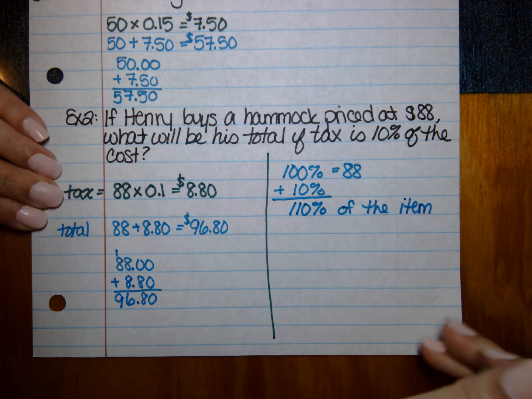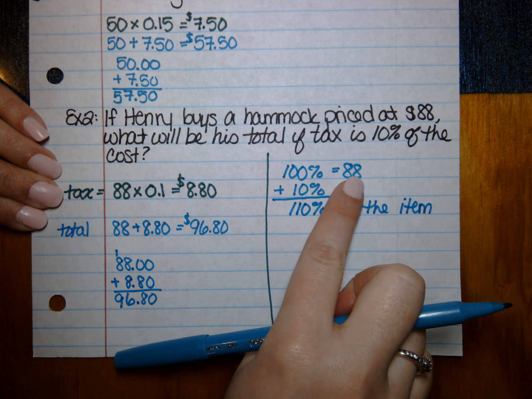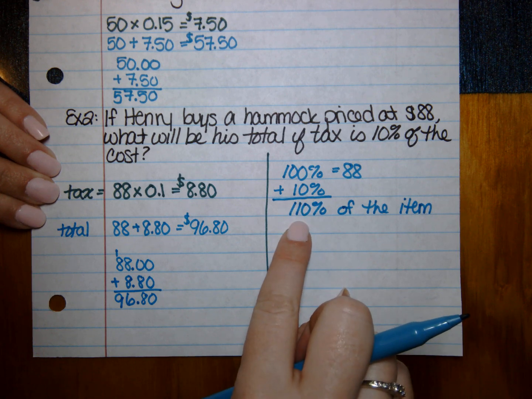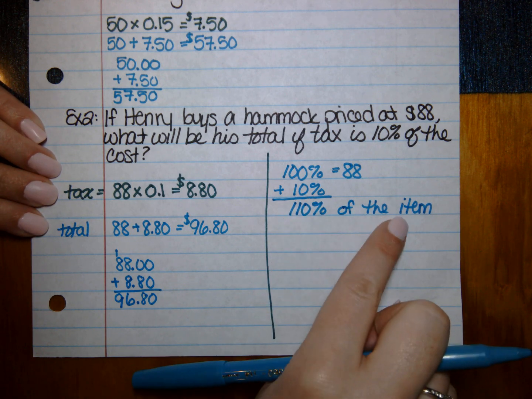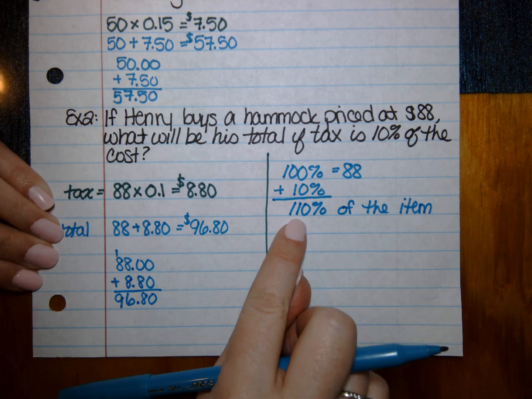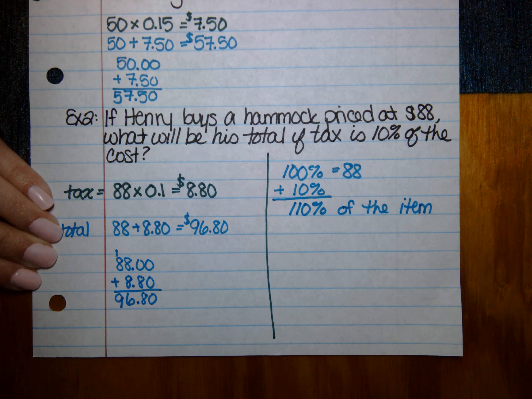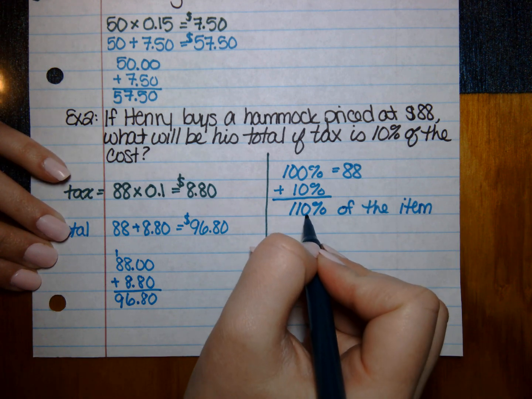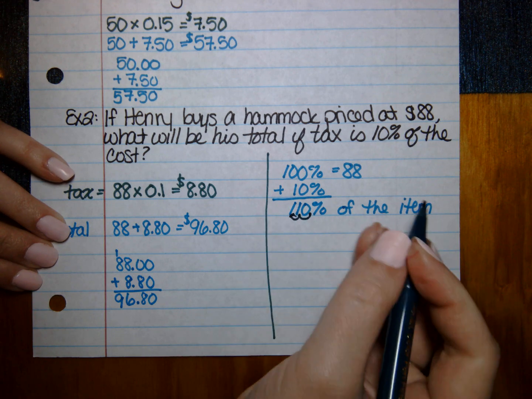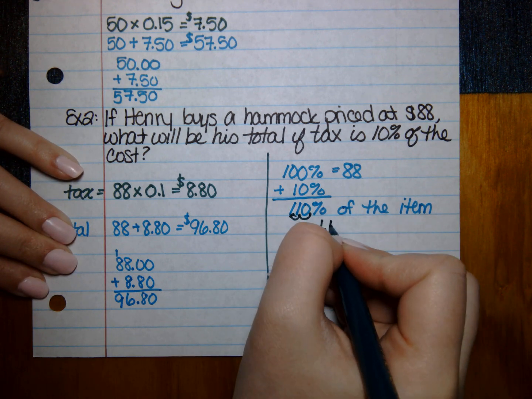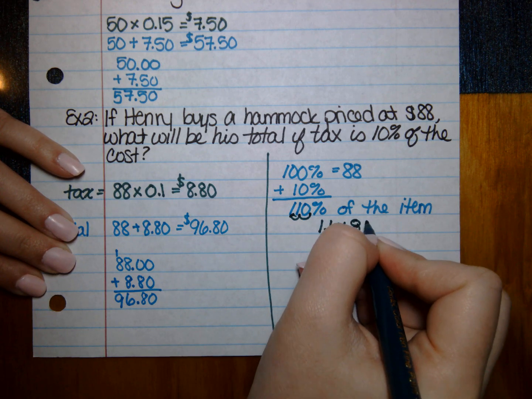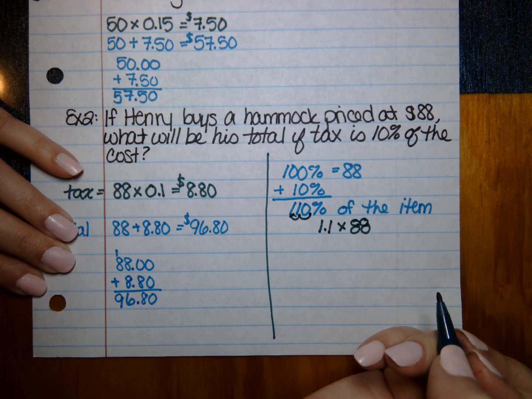Okay, so again, 100% is equal to the original price, plus my 10% for my tax is going to mean that I have to pay a total of 110% of whatever that item costs. So now I can convert 110 into a decimal. If there's not one present, it goes at the back. I move it 2 places, 1, 2. So now I'm looking at 1.1, this is my percent as a decimal, times the $88 of that original cost.